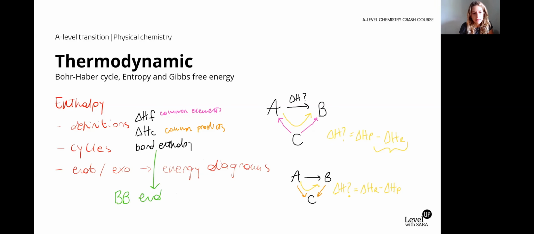Bond making is exothermic. So if we have a reaction A to B, we know that for the reactants, we're breaking the bonds. So this is bond breaking. It would be endothermic, while the products is bond making, which would always be exothermic. So the enthalpy of the reaction is found by the difference between these two. And the difference, of course, remember that this is a negative value and this is a positive value.